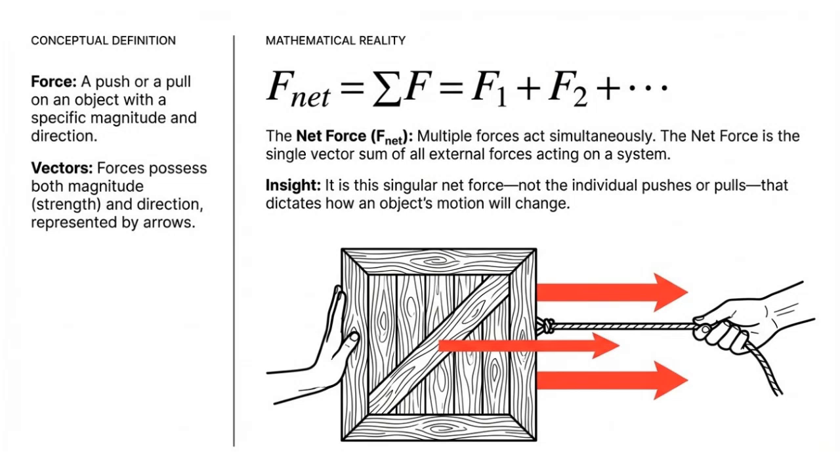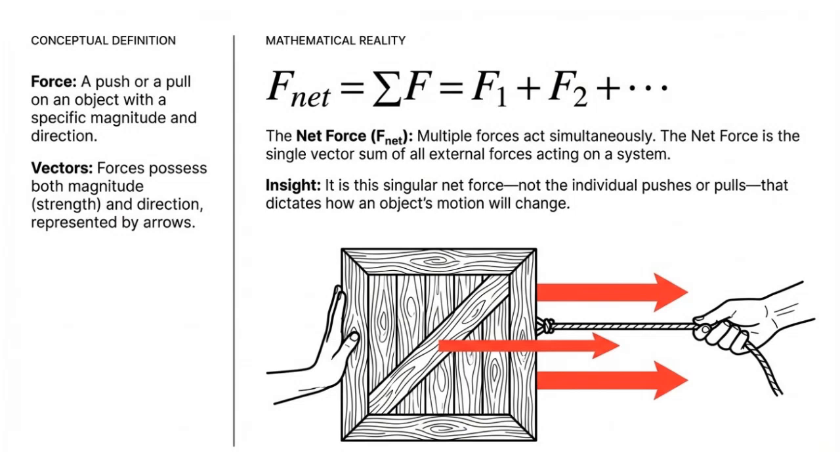Force is essentially a push or a pull on an object, and it has both a strength and a direction, which we represent using vectors shown as arrows. When several forces act on an object at the same time, they combine into one overall force called the net force. This net force is found by adding up all the individual forces acting on the object.